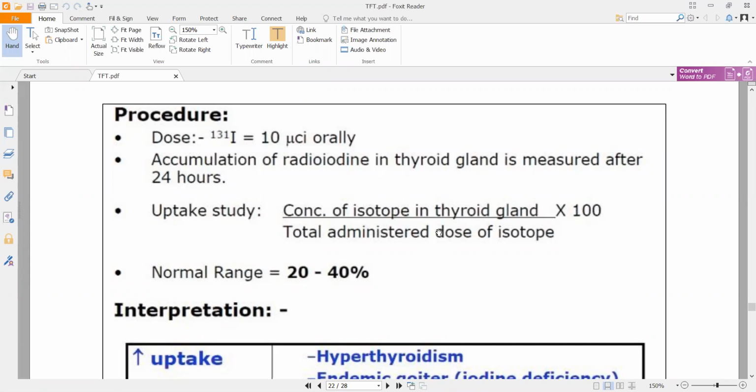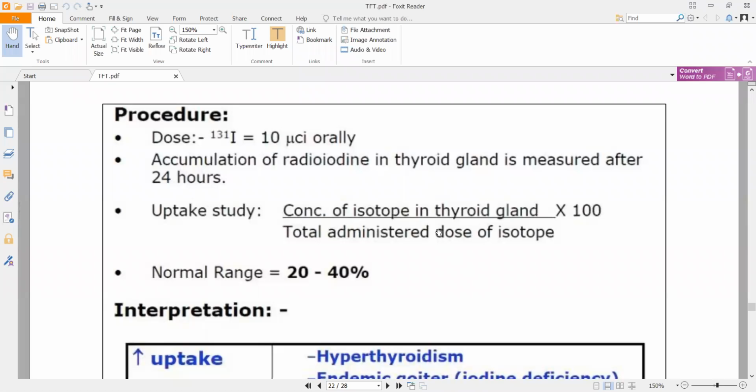The sponge will be your thyroid gland. The water that you're pouring is iodine, the radioactive iodine, I-131. So when I give radioactive iodine, how much iodine is the thyroid gland able to absorb? The normal amount that the thyroid gland should be able to absorb is 20 to 40% of whatever I'm giving. So if I'm giving 100 molecules, out of that 20 to 40 molecules should be absorbed by the thyroid gland. I find that by measuring the concentration of isotope in the thyroid gland.